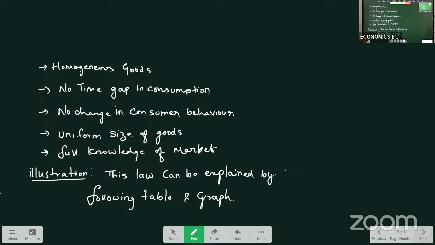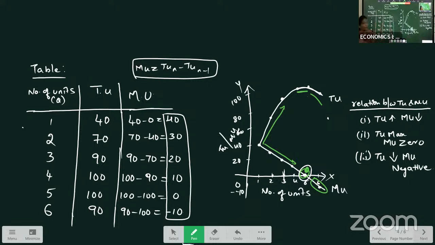That is what we write in the illustration. Simple introduction, definition, meaning, assumptions. Then illustration, where you will be writing with your table and graph. You have to do the table: quantity, number of units, total utility and marginal utility. Then you will do the graph over here. Then you have to explain the relation. This relation is compulsory. You have to mention the relation here, right? The 3 points in the relation. Don't put these arrow marks, just write increase and decrease. Okay.